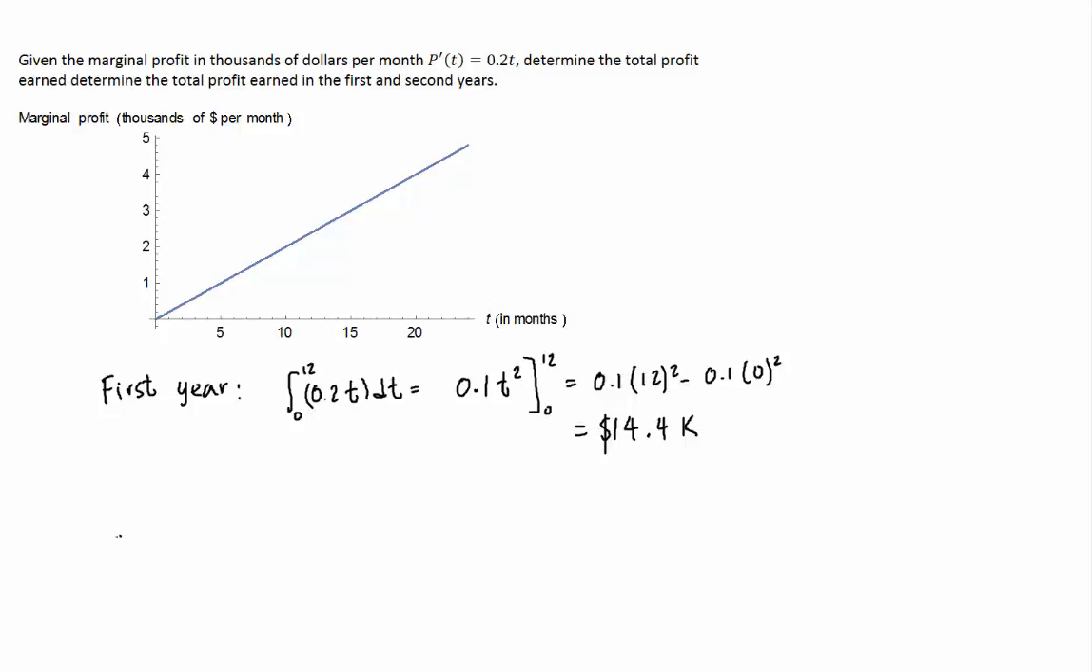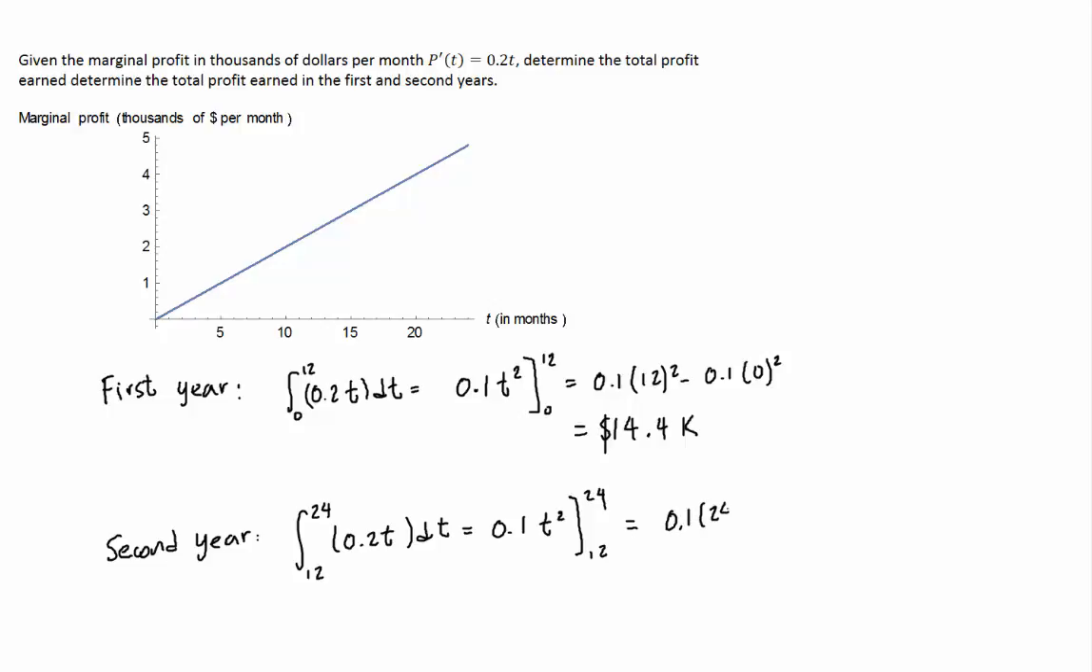So for the second year, you would do the same, except now you go from month 12 to month 24. And then you get the same function, 0.2t. So you do the same thing we did before. You calculate an antiderivative and go from 12 to 24. And then you get 0.1 times 24 squared minus 0.1, and you evaluate it now at 12, so 12 squared.